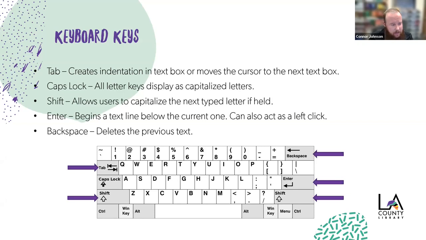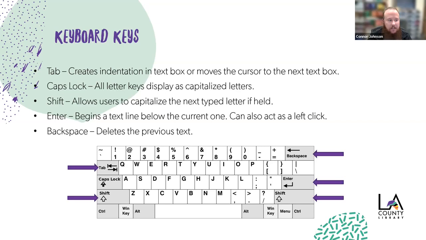So on the top left, we would have a tab. A tab is going to create an indentation in a text box, or it's going to allow you to go from one text box to the next. So I often say when filling out forms online, going from box to box using tab can be a lot simpler and make sure you don't miss anything than just having to move the mouse into each corresponding box. So if you've ever had to fill out a form online, like when doing a purchase or a financial transaction, that can be a helpful tool to use.